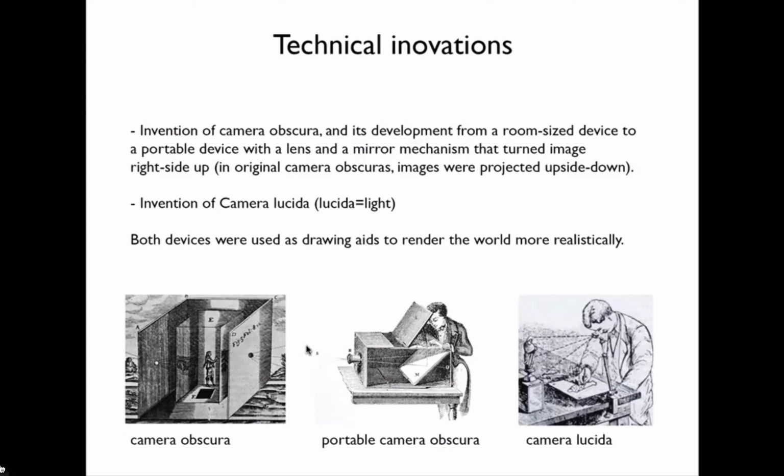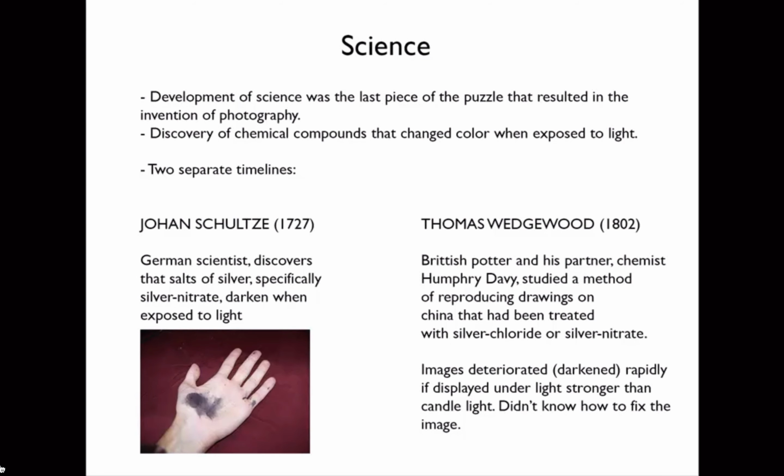And then we also had the camera lucida as another drawing aid. Both of these devices were used as drawing aids to render the world more realistically. Finally, the last of the factors that developed was the development of science. What scientists were trying to find for a long time is a chemical compound that would react to light, meaning that would change tone or color when reacting to light.